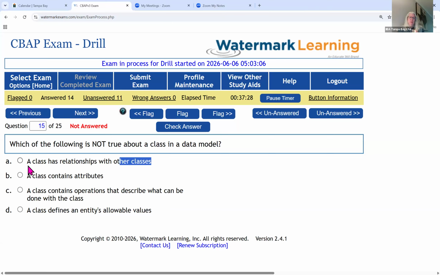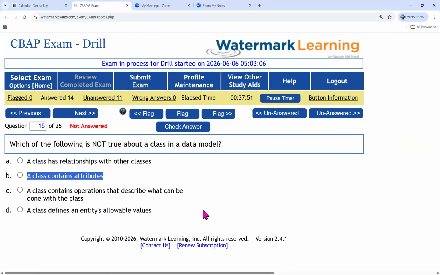Let's start at the top. Does a class have relationships with other classes in a data model? Yes, the one-to-one, one-to-many. Exactly. And that's what the different boxes are. They're each classes, right? A class contains attributes. Is that true? Yes, each specific, another word for attribute.